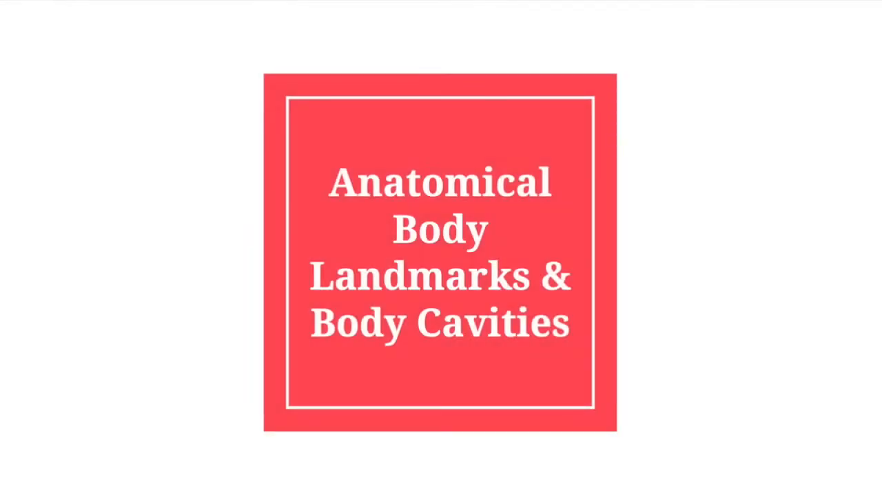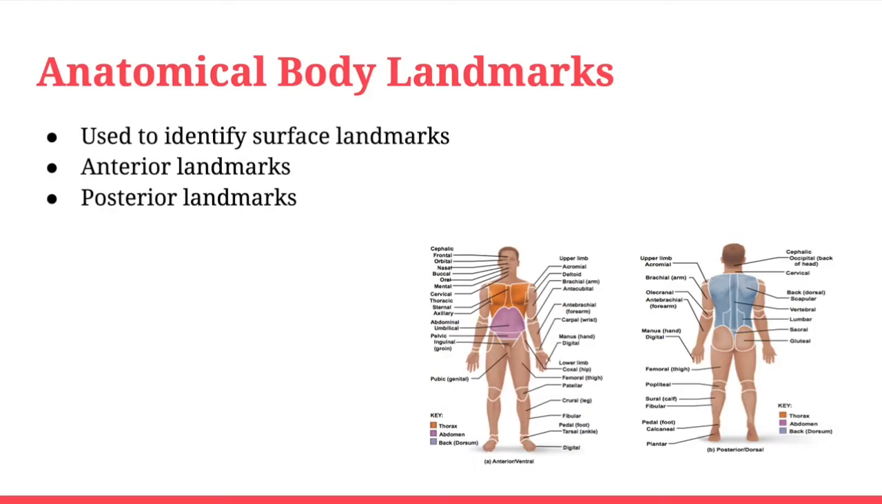We are continuing on with our new terminology, and today what we are going to be looking at are different landmarks on the body and different body cavities. So the anatomical body landmarks are going to be used to identify different surface features of the body. We have both anterior and posterior landmarks.